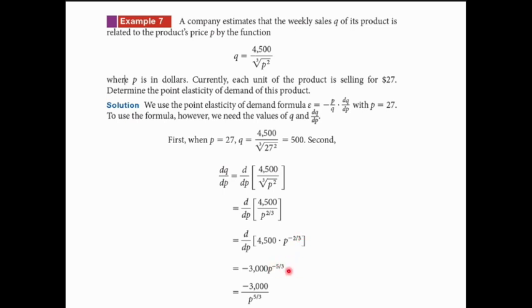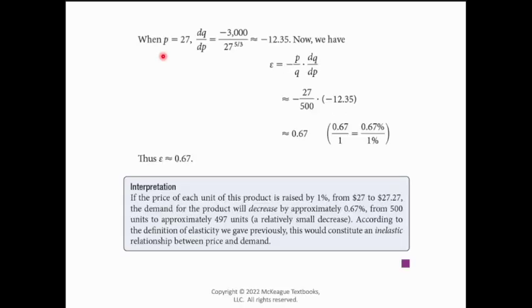So now when we take the derivative, I can bring the negative 2/3 down in front, subtract 1, so I'm going to get negative 5/3. And then when we simplify, we're going to get negative 3,000 over P to the 5/3. So we're going to swing this back downstairs in the denominator and make that exponent positive. We still have to evaluate it when P is 27.